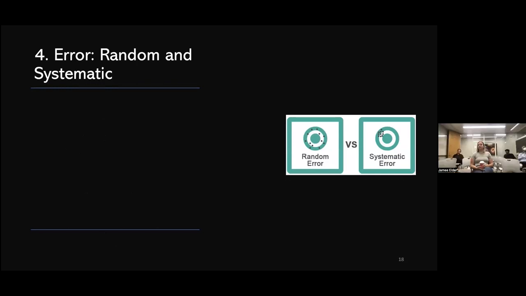Okay, so. Can I ask a question? Yes. What are the error bars on these measurements?